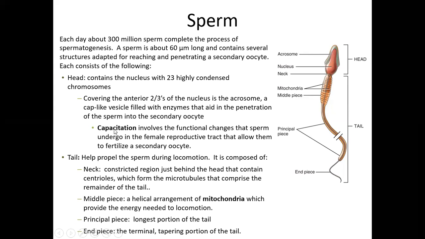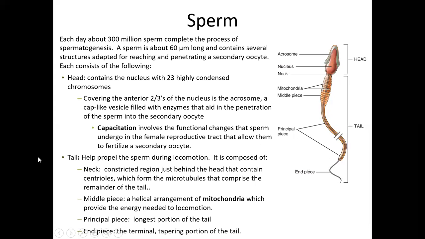Capacitation is a functional change that sperm undergo within the female reproductive tract, allowing them to fertilize a secondary oocyte. We'll talk more about capacitation towards the end of the lecture. The tail is the rest of the sperm. It's got several parts to it. The neck is a constricted region made up of microtubules that comprise the remainder of the tail. The middle piece is very important because this is where you have the powerhouse of the cell, the mitochondria, which gives energy that allows the tail to whip itself. The principal piece is the longest portion, and then it tapers to form the end piece.